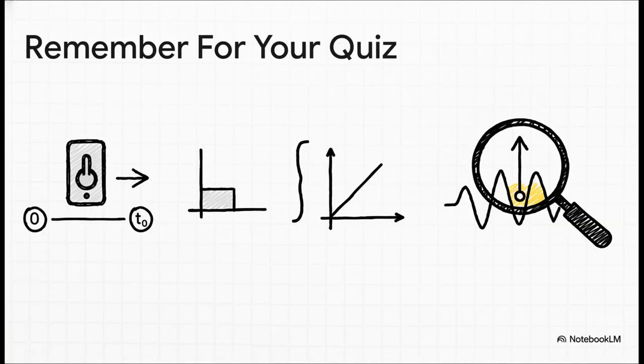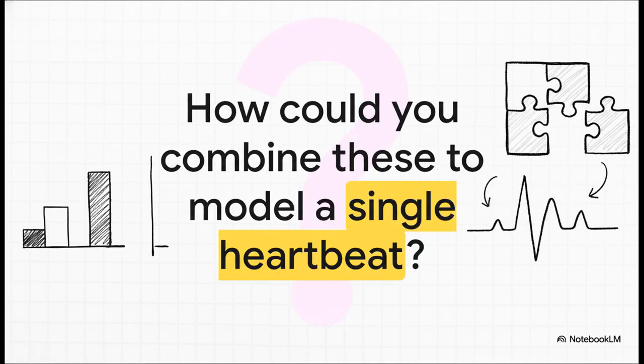So, if you remember nothing else, remember these 3 things for your quiz. Number 1, a shifted step, u of t minus t0, turns on at t equals t0. Number 2, the ramp is the integral of the step. And number 3, the superpower of a shifted impulse is to sift out a signal's value at that exact spot, t0. If you can master these 3 fundamental building blocks, you are going to be in fantastic shape for your quiz and for the rest of the course.